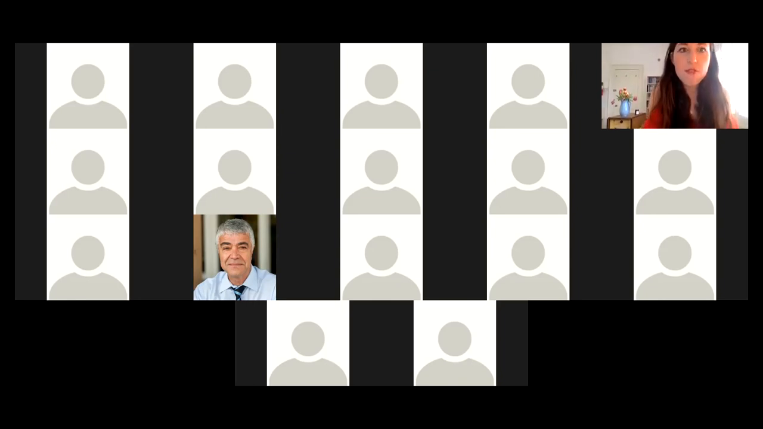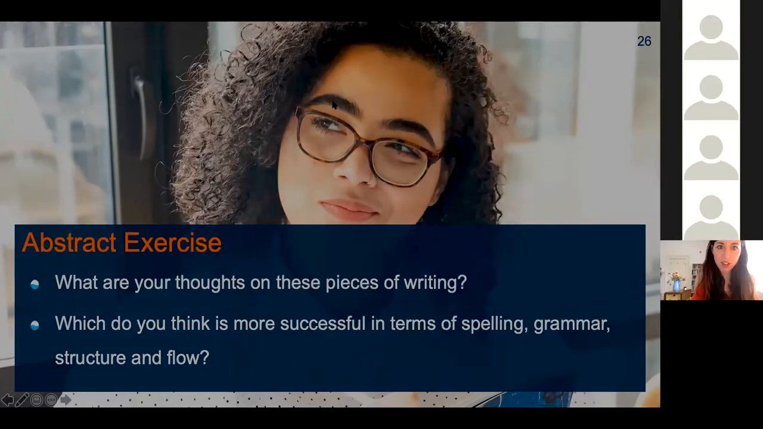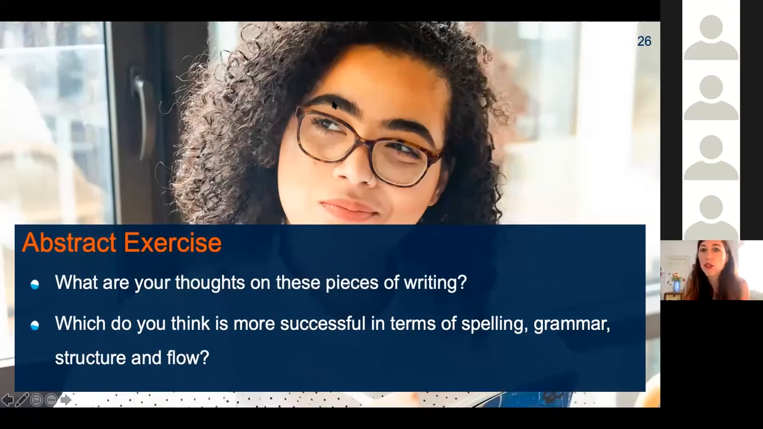So this very final section. We've just done this, what are your thoughts on the pieces, which is more successful? So we've generally come to a consensus, 3, 2, 1, 4, based on the reasons Sergio just mentioned there as well.